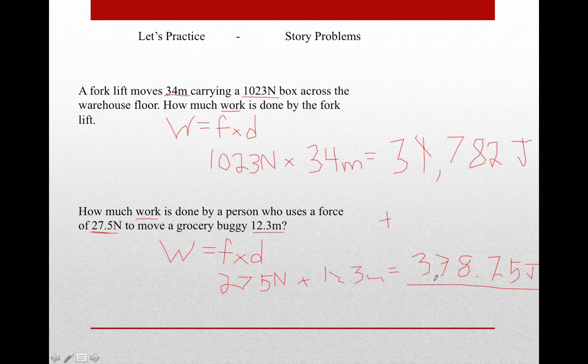34,782 plus 338.25, and I would get a very large number, 35,120.25. So if I want to figure out how much work you did all day, we do our individual calculations, and then we can add them up at the end.